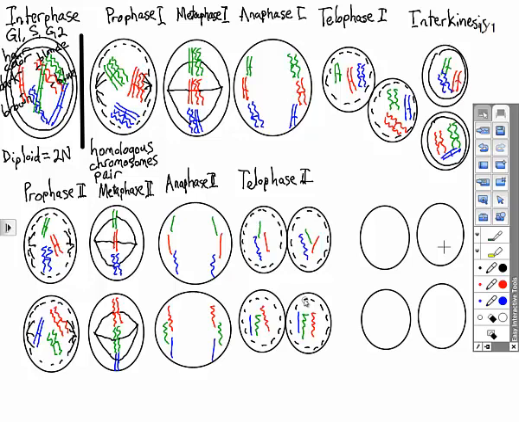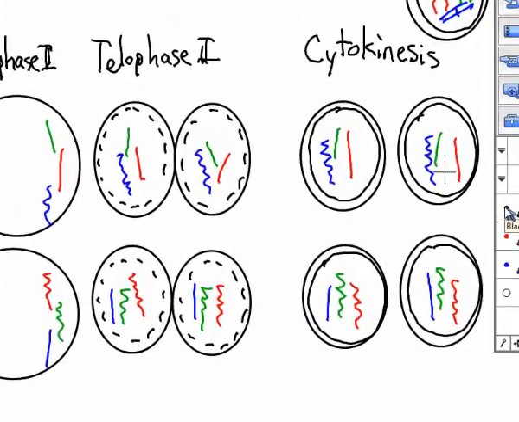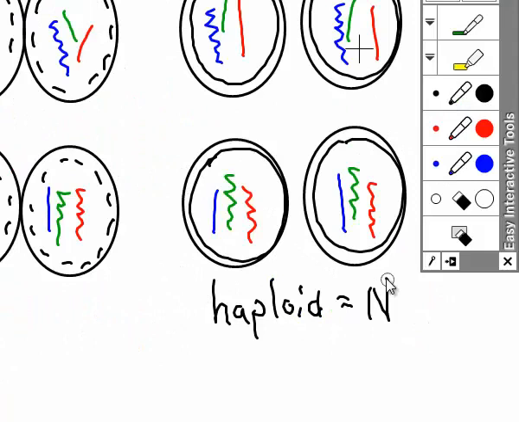The result is 4 different cells. Each of the 4 cells can form a gamete. Notice that the cells are different than the original cell to begin with. They're no longer diploid, they're haploid, only having 1 set of chromosomes each. Notice the top 2 cells are identical to each other, the bottom 2 cells are identical genetically to each other, but the top cells and the bottom cells are different. This is how meiosis results in genetic diversity.